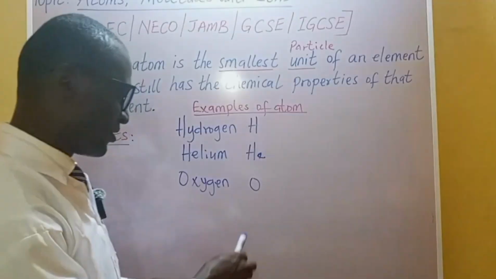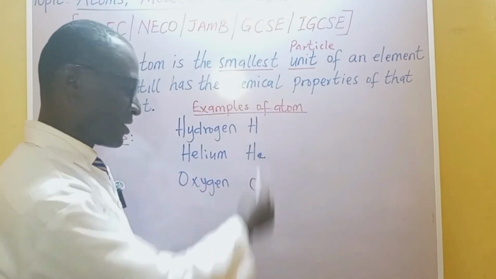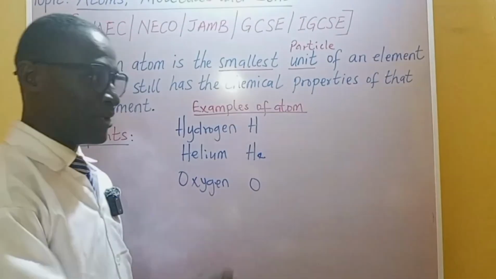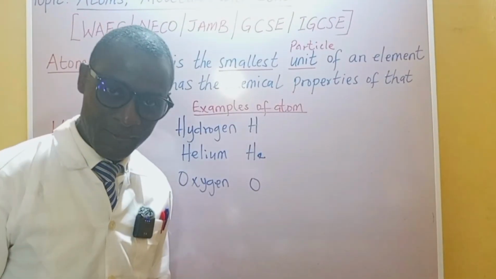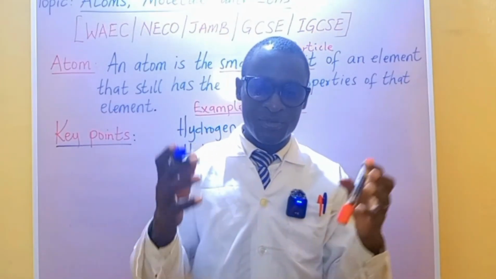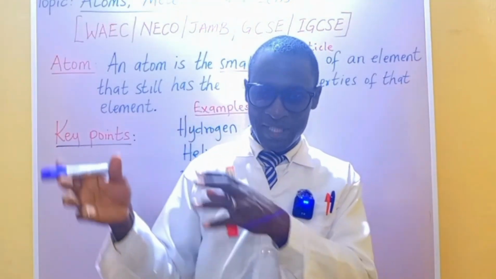When writing an atom, you don't put any number. This is just the symbol. This is the chemical symbol of the element, which represents an atom. Matter, we said, is made up of atoms, molecules, and ions.